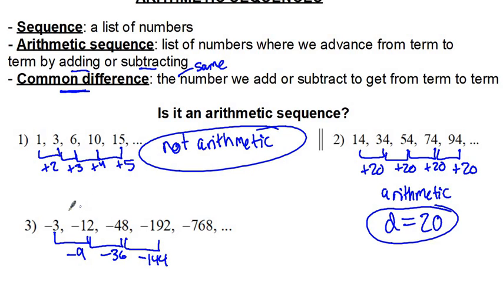Now you might notice that there actually is a pattern. To get from negative 3 to 12, we would do times 4. To get here, we would go times 4, and so on. So the pattern here is not adding, it's multiplying. And that's a different type of sequence. It's not an arithmetic sequence. It's what's known as a geometric sequence when you multiply by the same number each time. And we will talk about that in a future video.